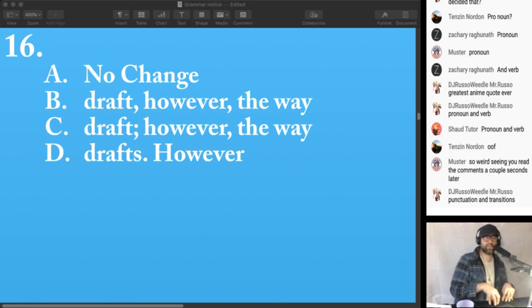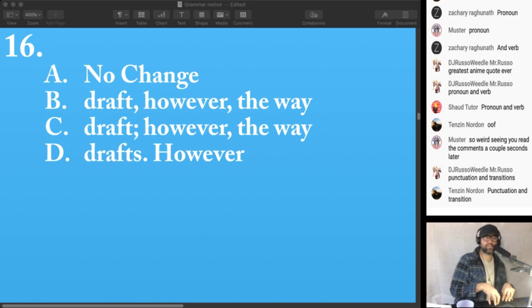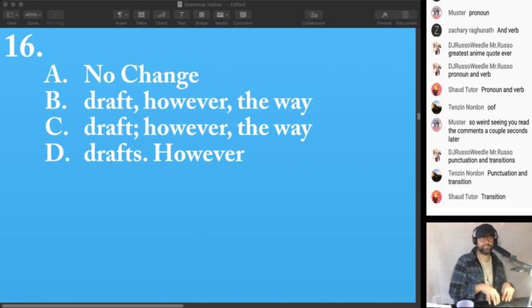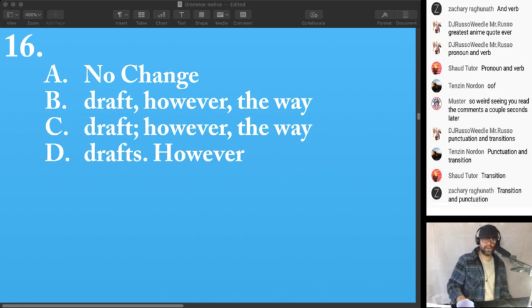Okay, so we have punctuation and transition, punctuation and transition, transition by itself. All right, bros. So to identify what the, let me just get this filler beat coming in. Where is it?